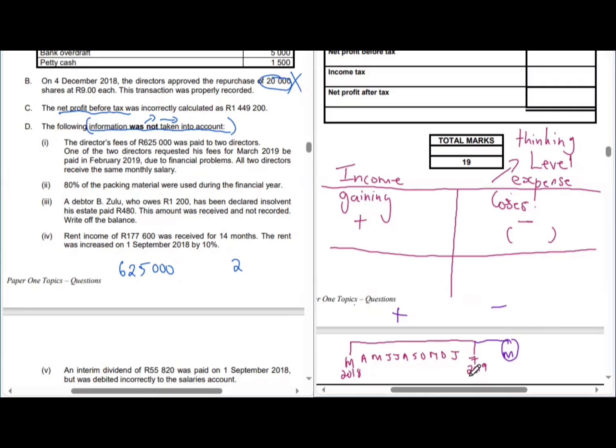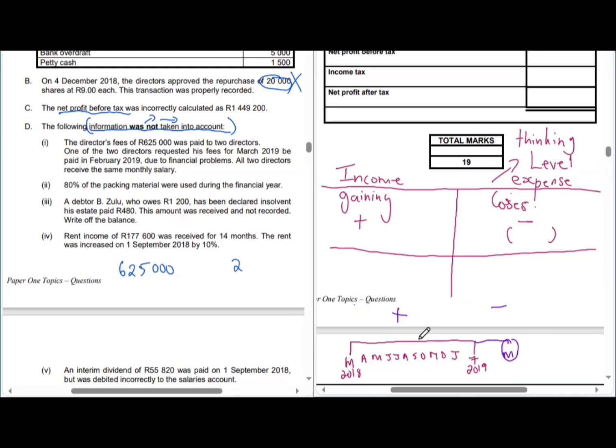And then anything that has not yet been received within the 12 months period, which is still outstanding, will be accrued income, as well as anything that we did not pay within the 12 months period, it will be accrued expense. So these are basically the signs that we have.